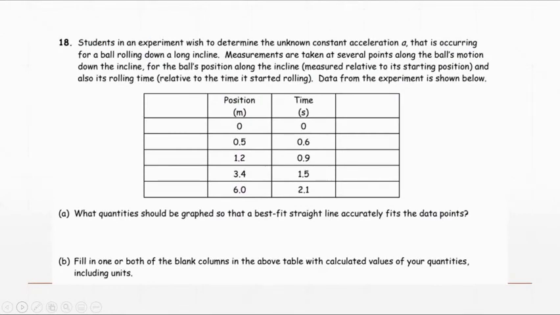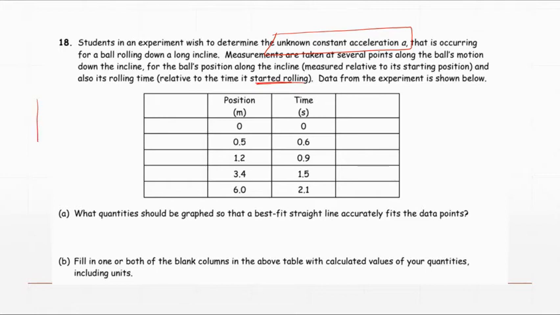A student in an experiment wishes to determine the unknown constant acceleration that is occurring for a ball rolling down an incline. So the student wants to know the constant acceleration. Measurements are taken at several points along the ball's motion down the incline, for the ball's position along the incline, measured relative to its starting position, and also its rolling time, relative to the time it started rolling. Data from the experiment is shown. It's important to see that it started rolling, so your initial velocity is 0. What quantities should be graphed so that the best fit line accurately fits the data points?